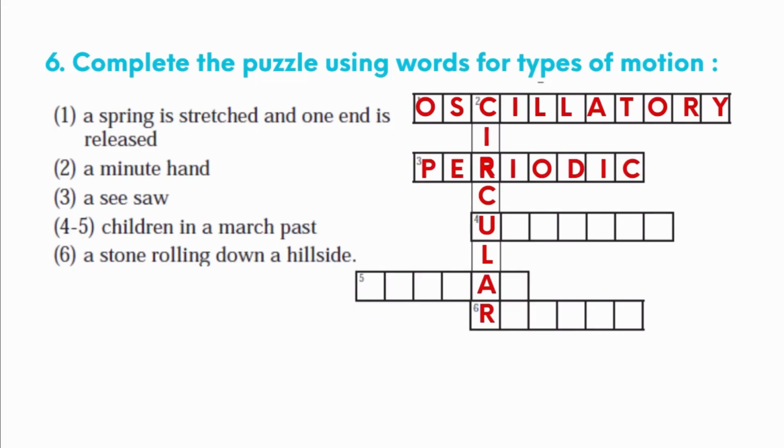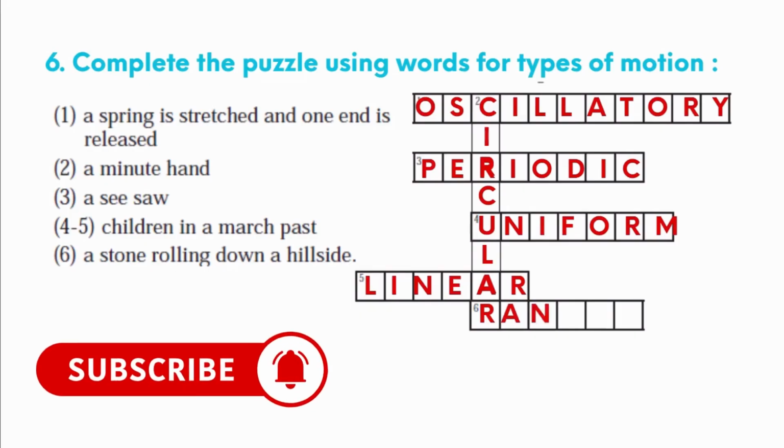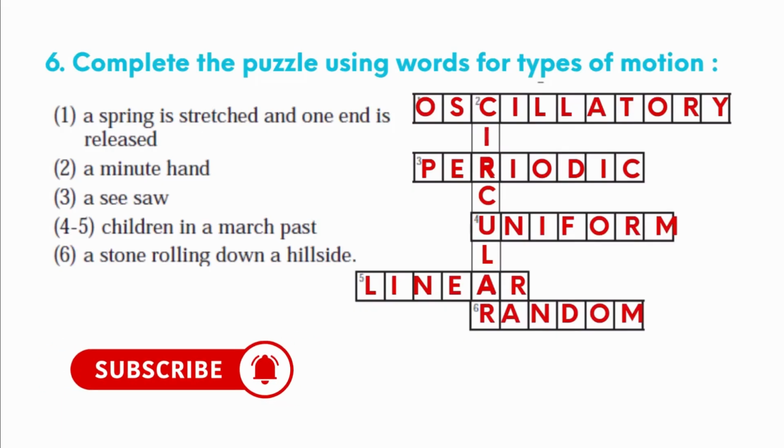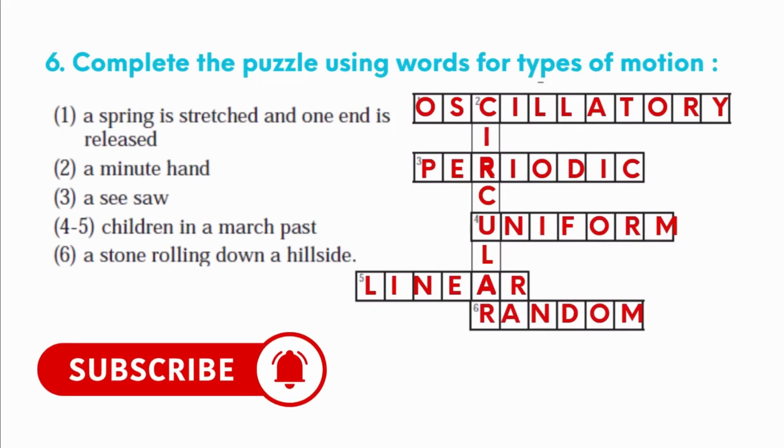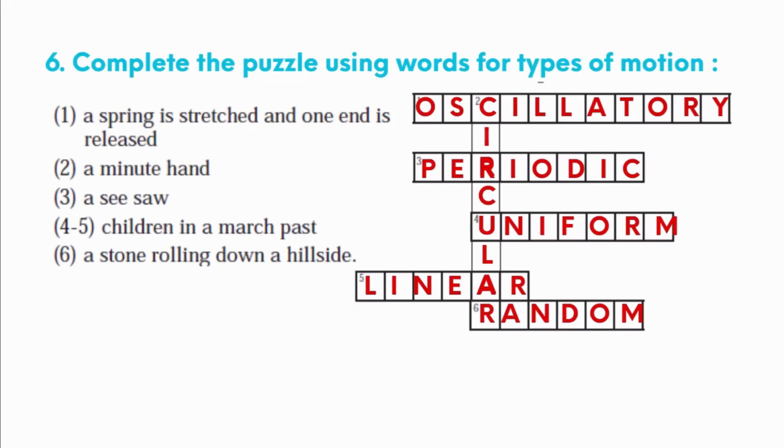Fourth, children in march past. It is uniform and a linear motion. Sixth one is a stone rolling down a hillside. It is a random motion because the stone can go anywhere in any direction, at any speed. It means it is changing its speed and direction. That's why a stone rolling down a hillside is an example of random motion.